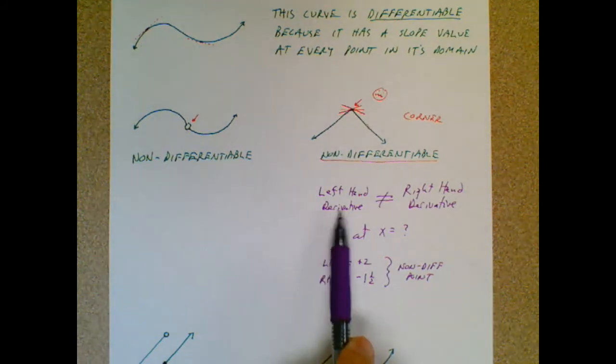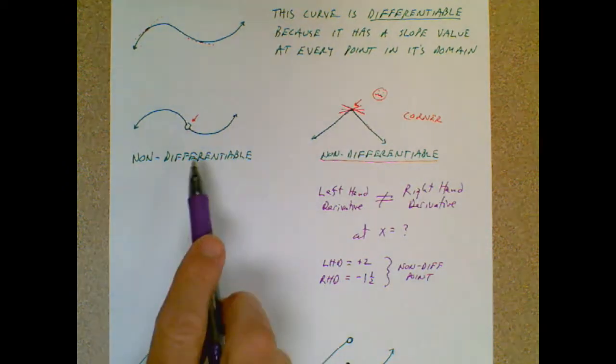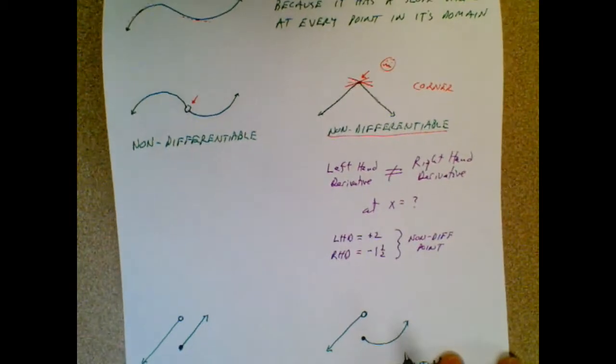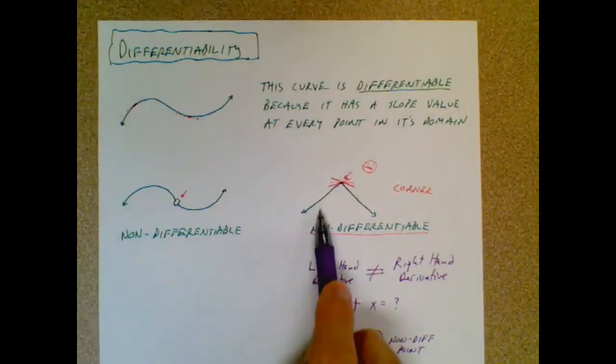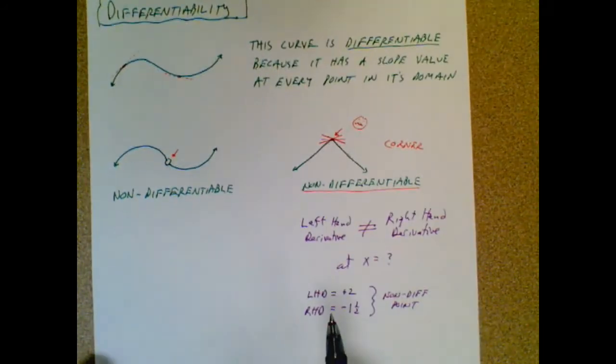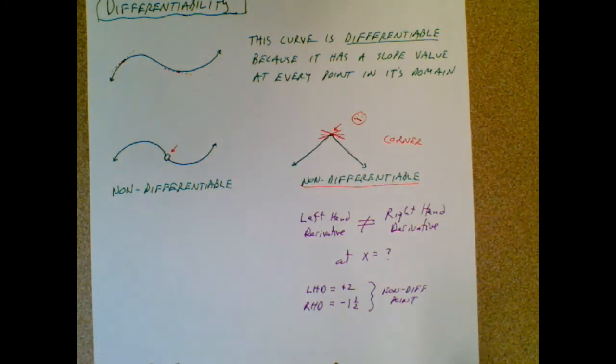Don't mix up left-hand derivative and right-hand derivative with left-hand limit and right-hand limit. They are very different things. So if I had to summarize this, I would say if it's discontinuous, it is not differentiable. If it is continuous, I just have to look and make sure, is there ever a spot where the left-hand derivative and the right-hand derivative are not equal?